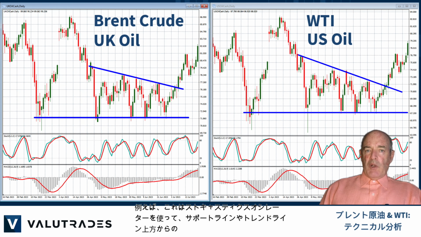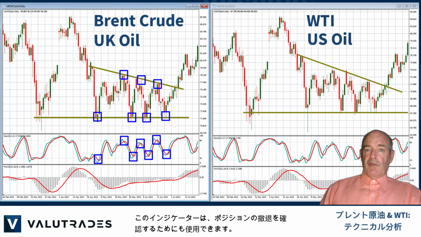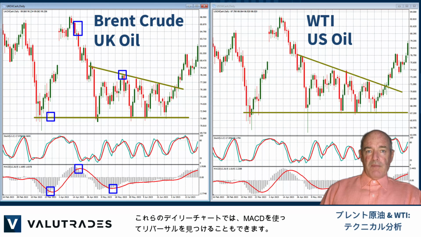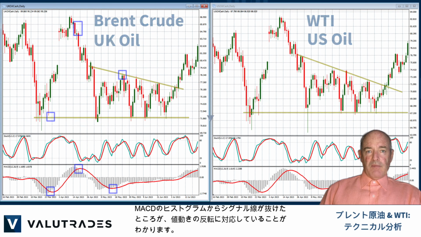Here, for example, we are using the stochastic oscillator to confirm the reversals of price action off a level of support and off the upper trend line. The indicators can also be used to confirm the exiting of positions as well. In these daily charts, we can also use MACD to spot the reversals. We can see where the signal line left the MACD histogram corresponding with price action reversals.